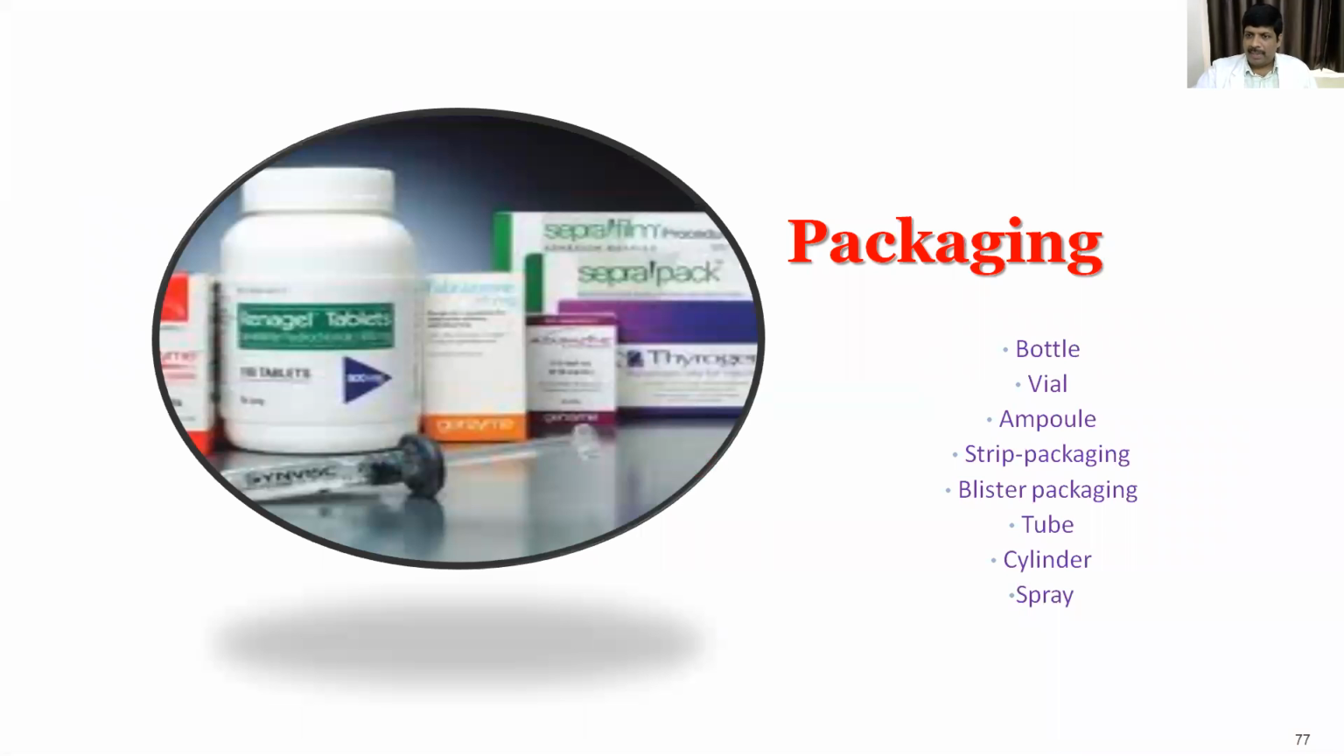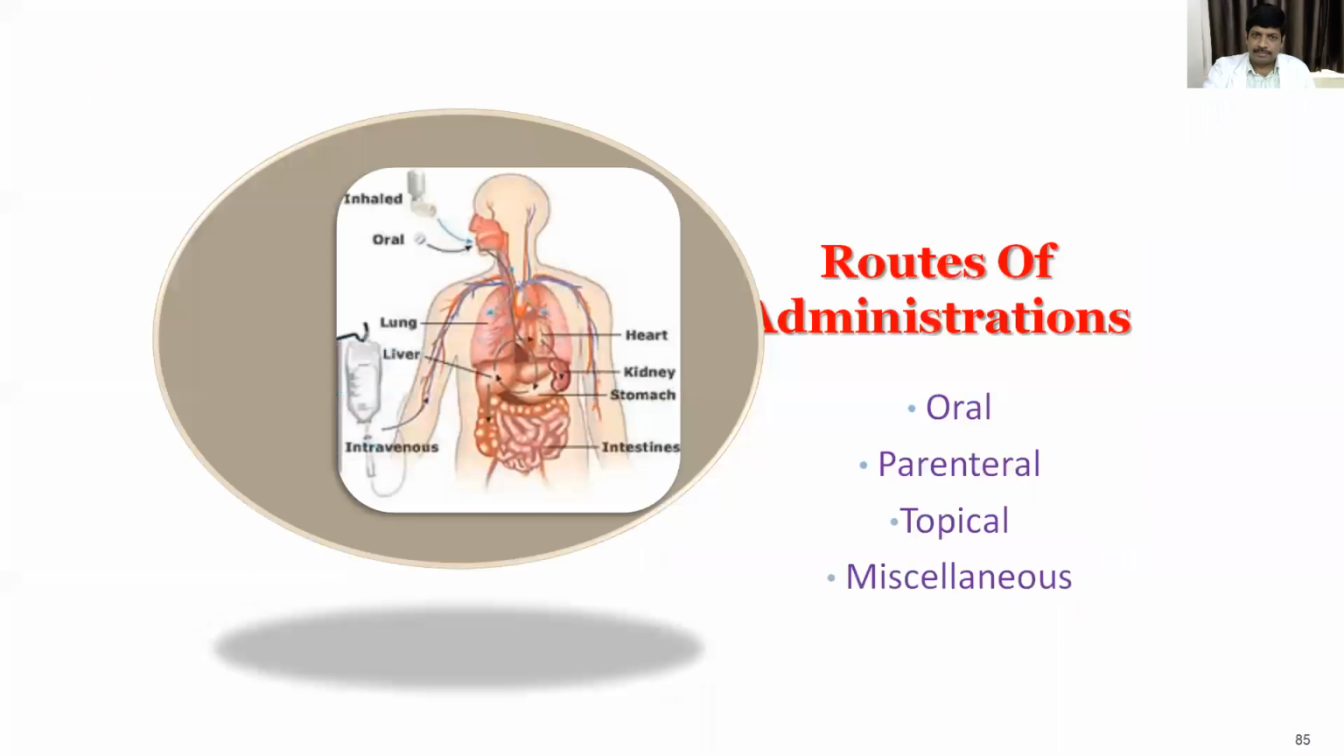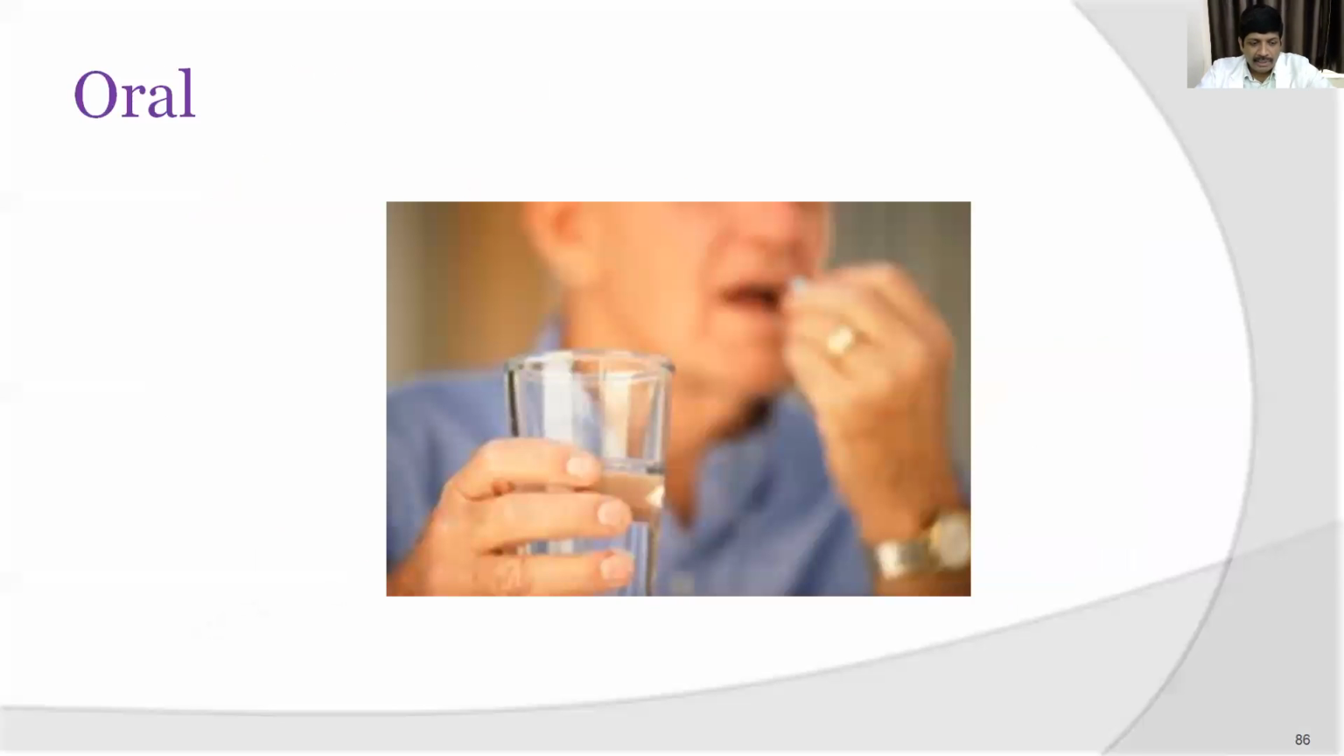Okay, then we have packaging and all. We have different types of packaging like bottle, we have vials, we have ampules, we have strip packing, we have blister packing, we have tube, we have cylinder, we have sprays and all. So packing is not the topic for discussion here. What I could not show, I'll just show it.